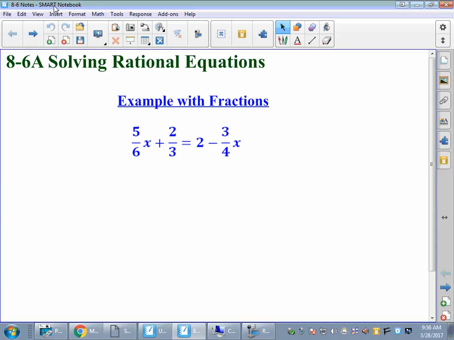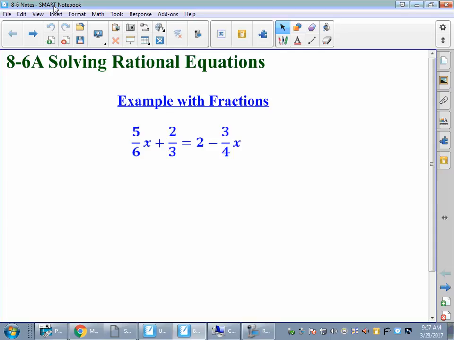So the previous days we knew how to simplify them, multiply them, divide them. Now we're going to solve equations involving rational expressions. So when we solve equations with fractions, we're going to use our fraction example one more time. This is a pretty complex equation, so you should already know how to solve this. Looking at it, it's a little intimidating because of all those fractions.